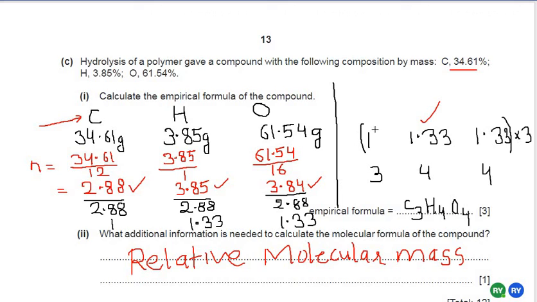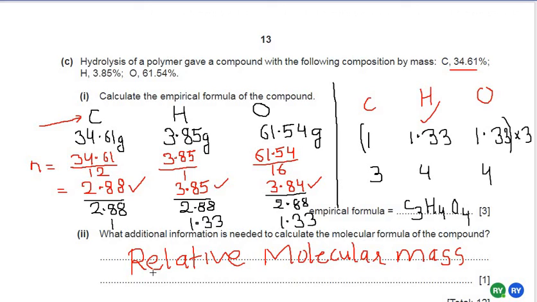So that's why here I am getting carbon which is 3. You can check here, carbon I am getting 3, hydrogen is coming 4 and oxygen is again coming 4. So C3H4O4. This is the empirical formula.